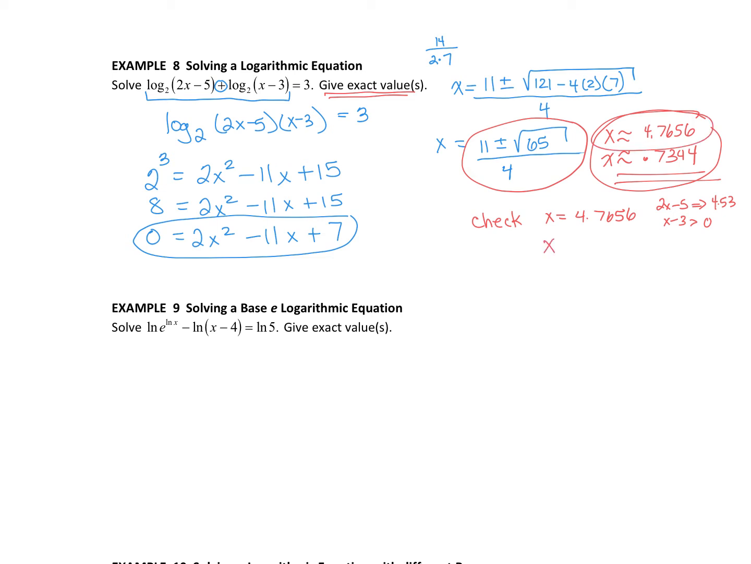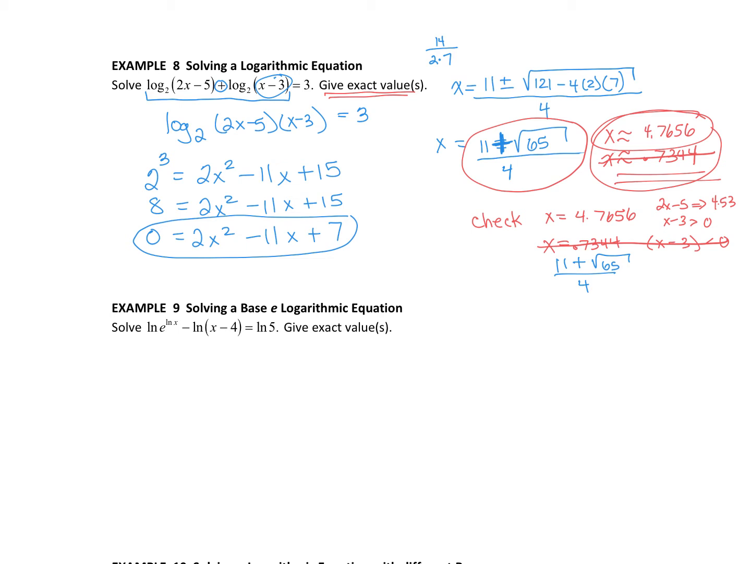The second one, x equals 0.7344, I can see that when I try to plug it into x minus 3, that's going to be less than 0, and so this answer does not work, even though it's a positive value. So to start with, the x value is positive, but when I plug it in here, I'm asked to take the log of a negative. So our only answer here is 11 plus root 65 over 4. Just the plus one is the solution.